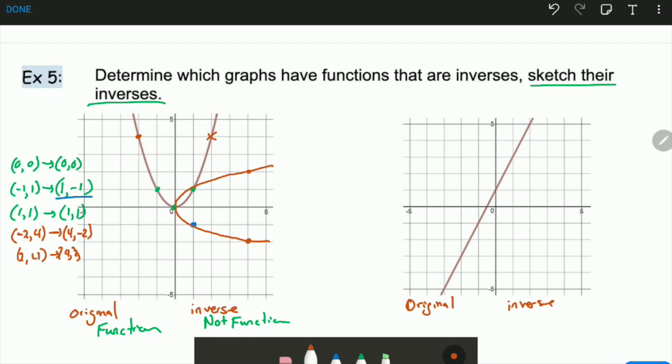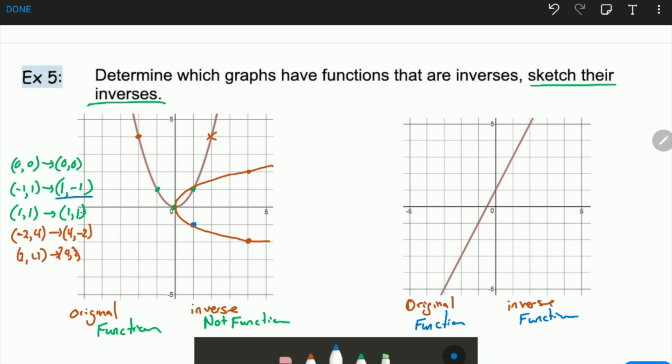The next one here is, well, if we look at the original, no matter what line I draw, it only ever touches once. So the original is a function. And if I do a horizontal line, same thing happens. So the inverse is a function. So this is a one-to-one function.